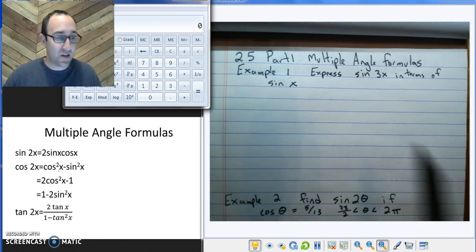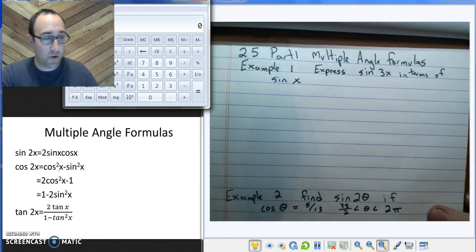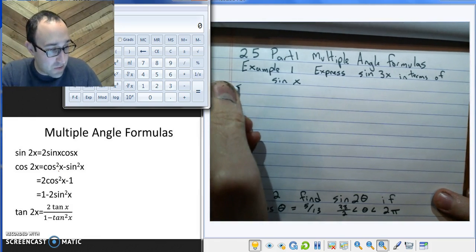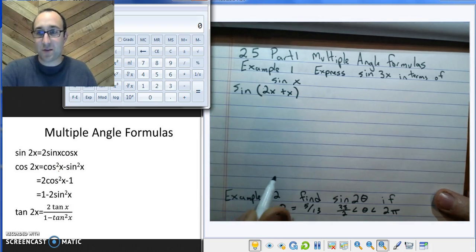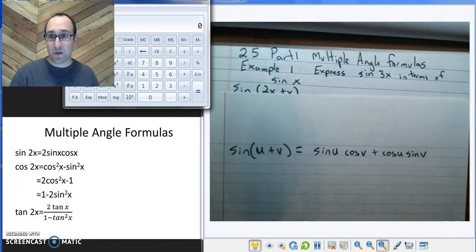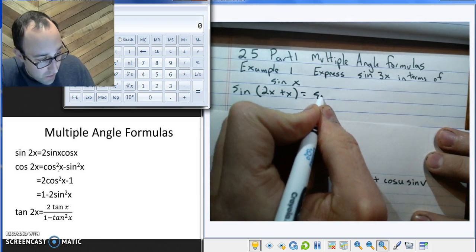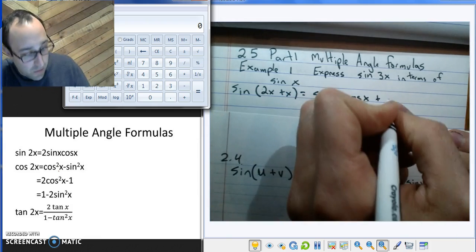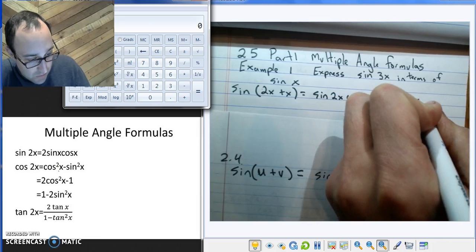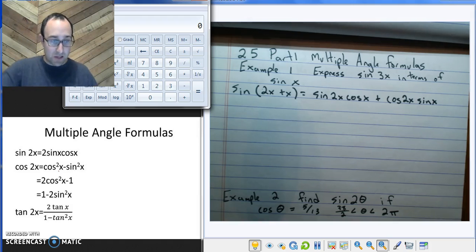Example 1 is express sine 3x in terms of just sine x. So what we are going to do is use what we learned from the last section, 2.4, and rewrite sine 3x as sine of 2x plus x. I'm going to rewrite this on the same line using the formula from 2.4. So it's going to be sine 2x cosine x plus cosine 2x sine x.